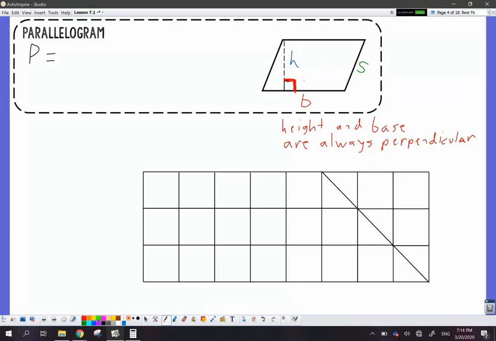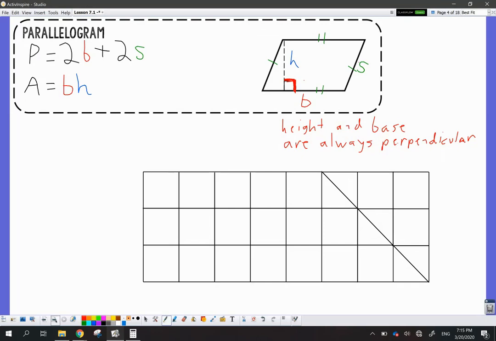Now we already know also that in a parallelogram, opposite sides are congruent as well. So we can actually use the same formula from a rectangle, 2 times base, but now instead of 2 times the height, we're going to use 2 times the side, the slant height. But for area though, area still has the exact same formula, base times height.